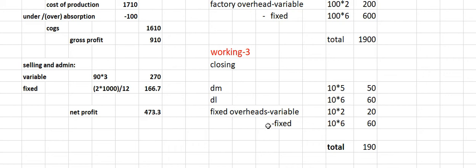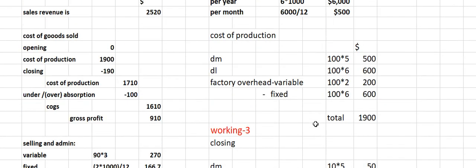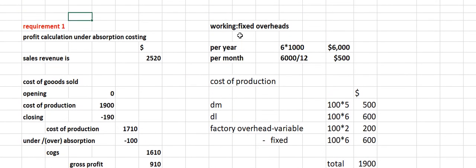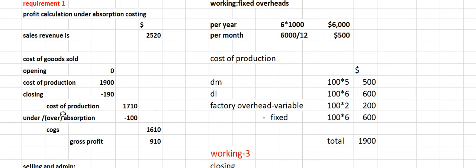Okay, so we know that in absorption costing, fixed overheads are absorbed based on the total capacity of production in a year. So here we can understand by seeing the workings of fixed overheads. Here 100 units of production consumed 100 into 6, total $600 of fixed overheads, and total cost of production is 1900. Then we have to deduct under or over absorption to get the gross profit for the month.